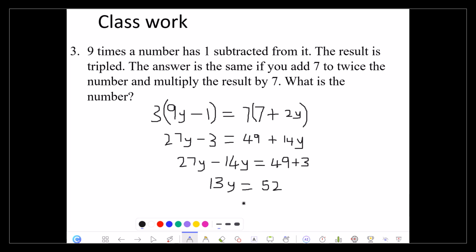Then the next thing now is to divide both sides by 13. By the time you divide both sides by 13, I'll have 52 all over 13. So finally, therefore, my answer to this question is y is equals to 52 divided by 13, that is 4. So the number is 4.